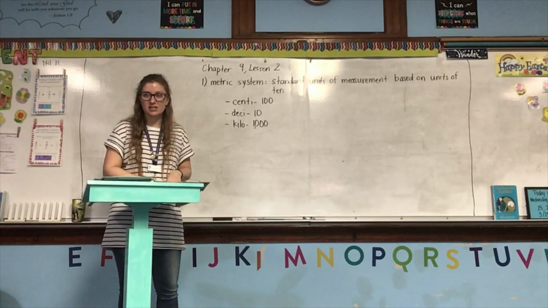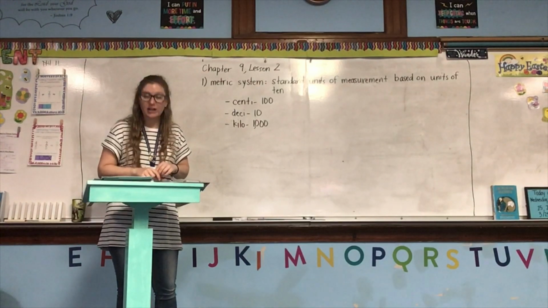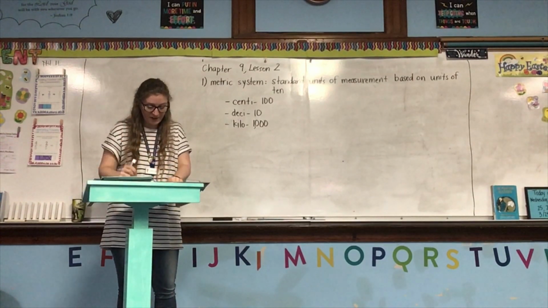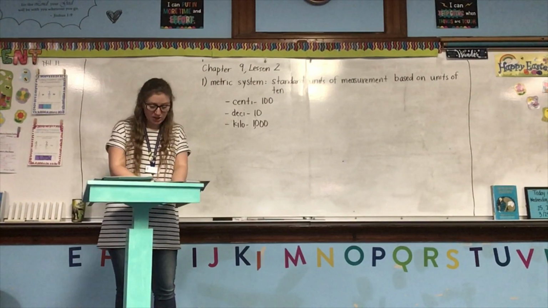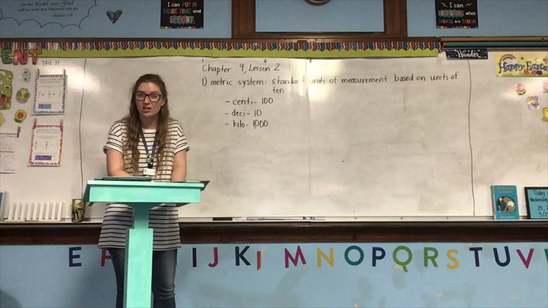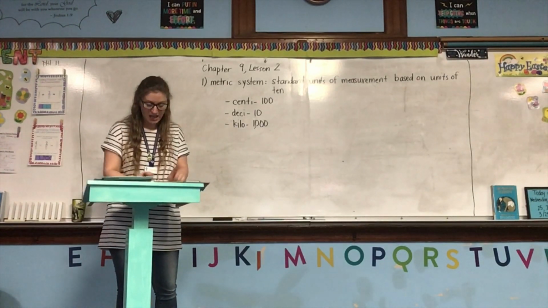So let's answer this question underneath, read a table. It says, how many centimeters are in a meter? Well, if we look at this table and we find a meter, we can see 100 cm, and cm is the abbreviation for centimeters. So that means there are 100 centimeters in 1 meter.